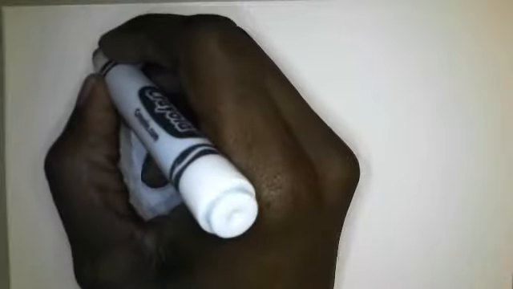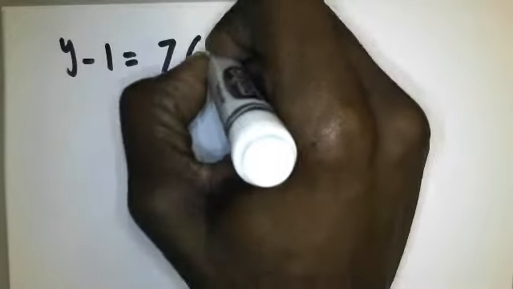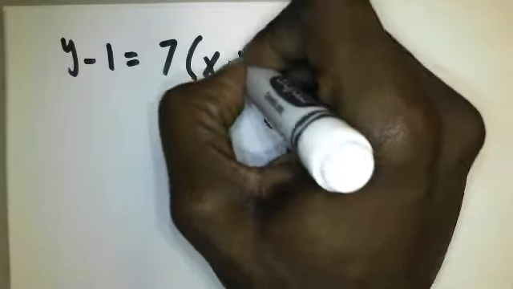Actually, let's try one more. Alright, so the one that I would like to try together would be y minus 1 equals 7 times x plus 5.